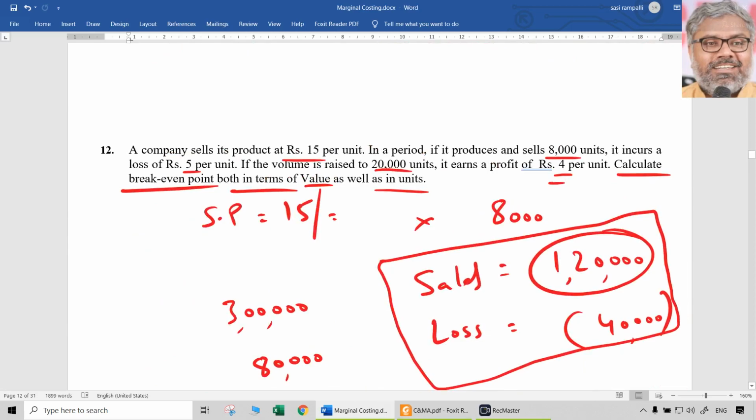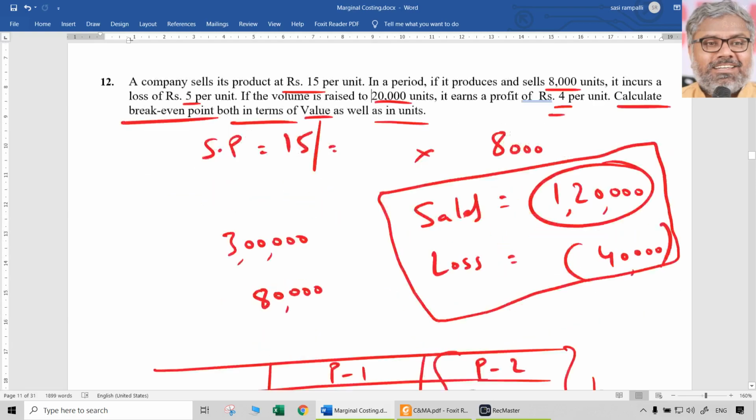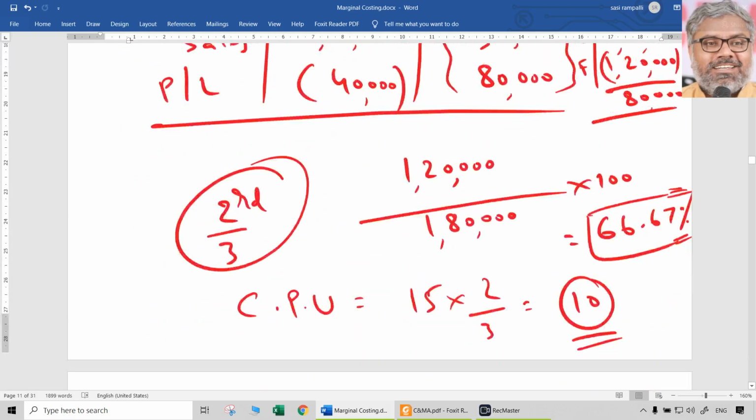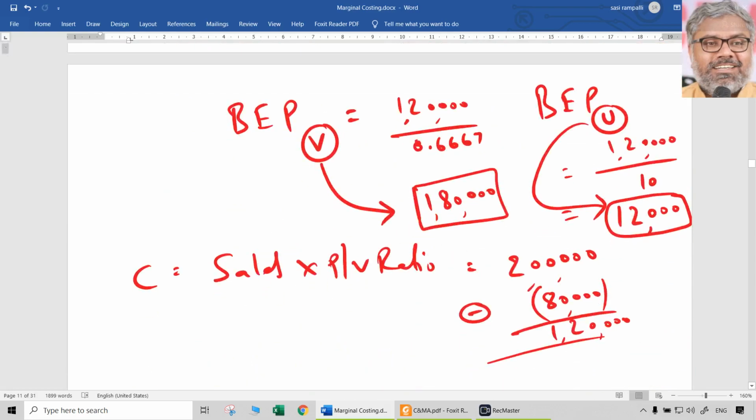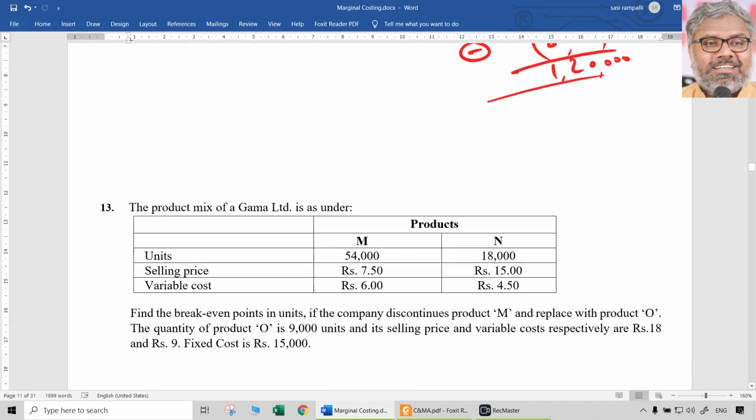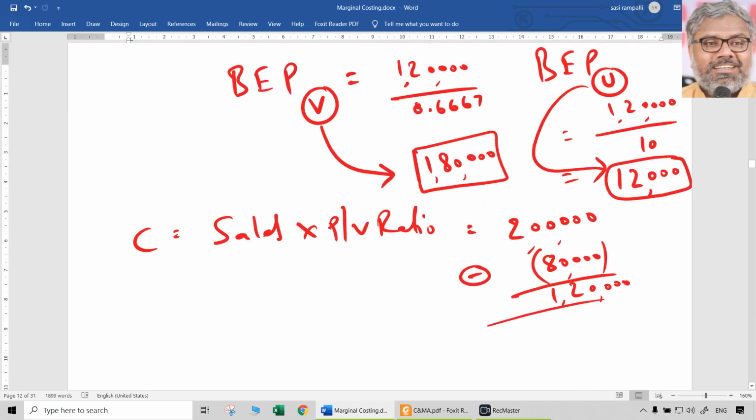That is why when it was selling 8,000, it was making a loss. When it was selling more than 12,000, which is 20,000 units, it was making a profit. Simple. If it sells exactly 12,000 units, it will neither make a loss nor make a profit, because it is just going to break even at a sales volume of 12,000 units. That results in a sales value of 1,80,000 rupees.